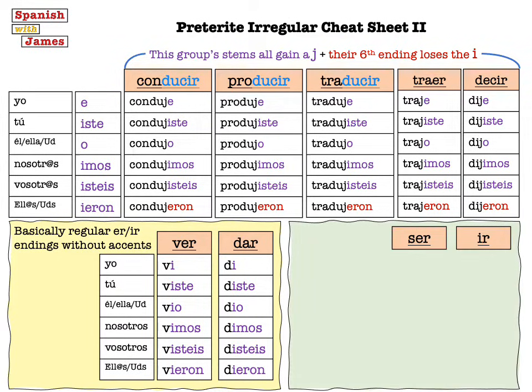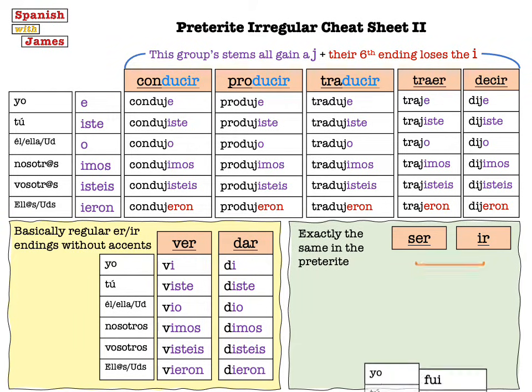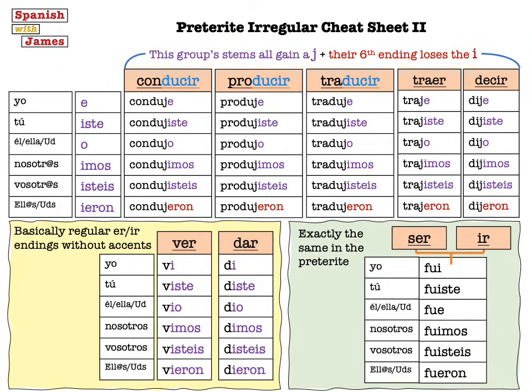And then finally, we've got these 2 verbs, ser, the verb to be, and ir, the verb to go. Now this is one of the strangest things about Spanish, and it only happens in the preterite tense. Normally these 2 verbs, they don't have anything to do with each other, the same as tener and estar. But for some reason in the preterite, they've got exactly the same conjugations. So once you learn one, you've learned both. So fui could mean I went, it could also mean I was. Fuiste could mean you went, it could also mean you were. And fue could mean he, she, it, or usted went, or it could mean it was.